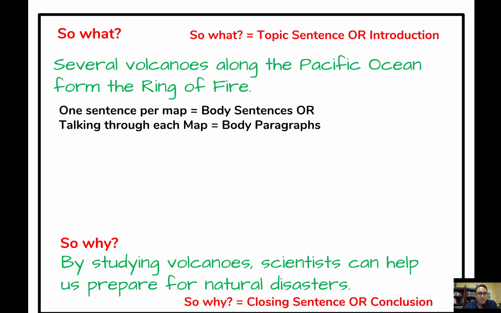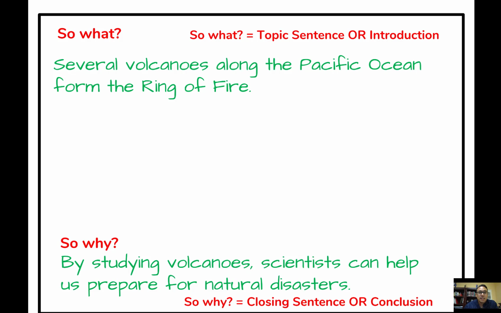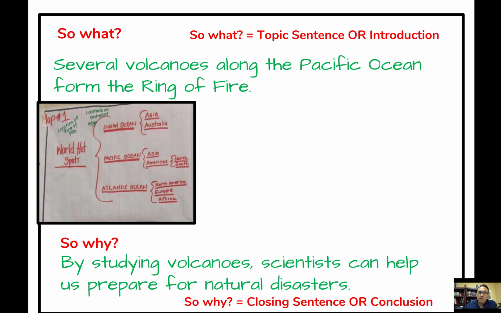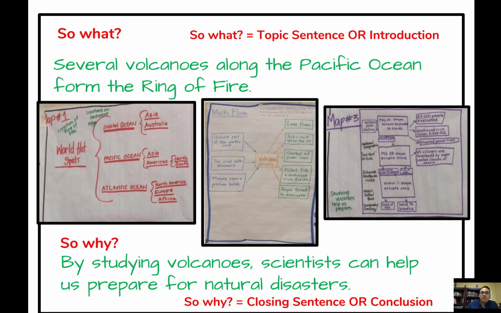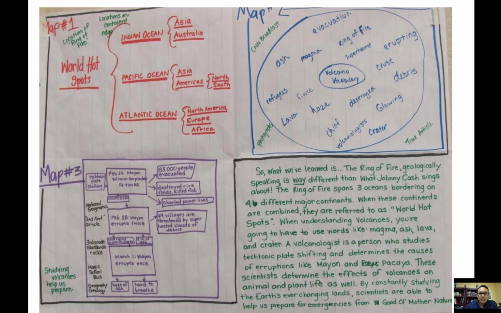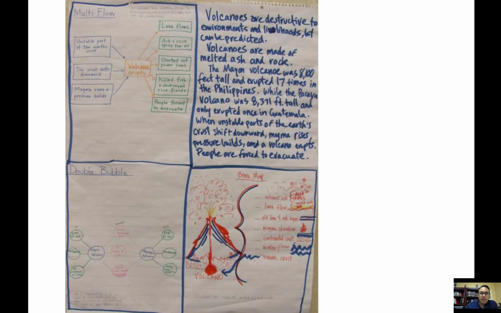One sentence per map for body sentences, or if you're going to be talking through each map, you have enough for body paragraphs. For instance, you could have a body paragraph about the different places that there are world hotspots, right? Another body paragraph about the causes and effects of volcanic eruptions, and the last one that shows a sequence of events, right? Here's another example of how one student put it together, and here is one other one.